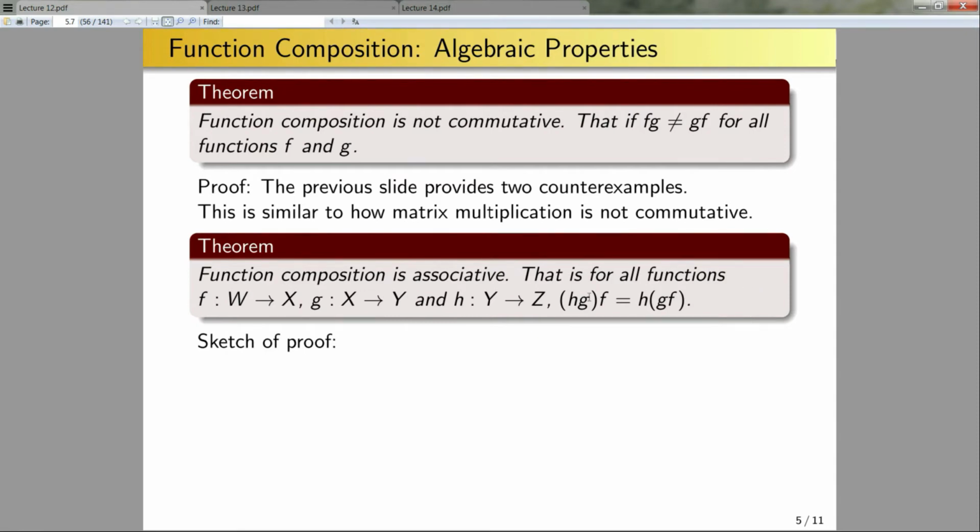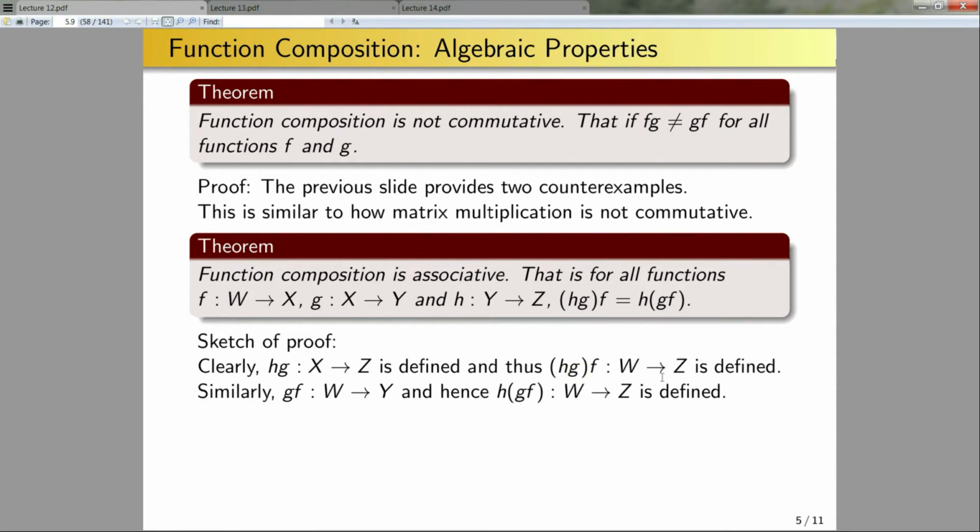So how could I show that these two functions are equal? Well, I need to show three things. I need to show that the domain and codomain of the function on the left-hand side and the function on the right-hand side are the same, and I need to show that they do the same thing to x. So clearly, h∘g is defined. In this case, g maps into Y, and h maps from Y, so that's well defined. And thus, (h∘g)∘f is going to be defined as well, since f maps into X, and h∘g maps from X. Thus, this is going to be a well-defined composition.